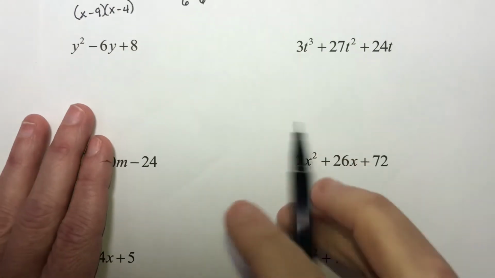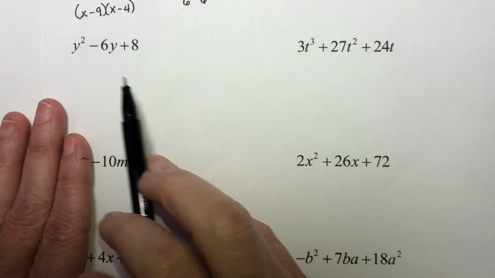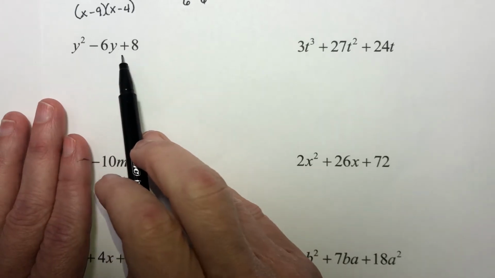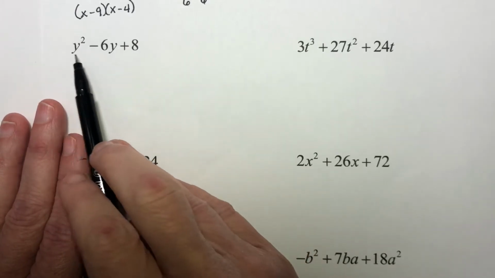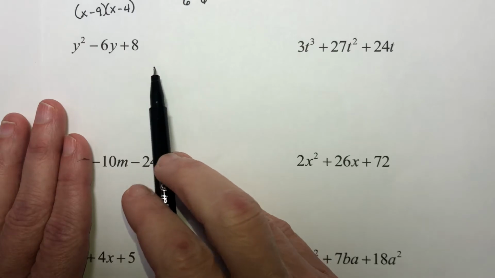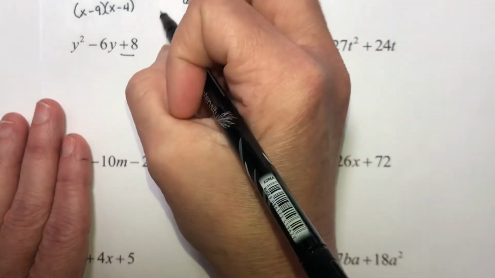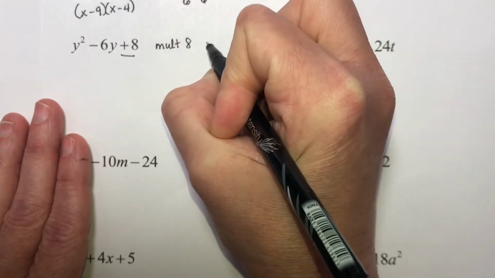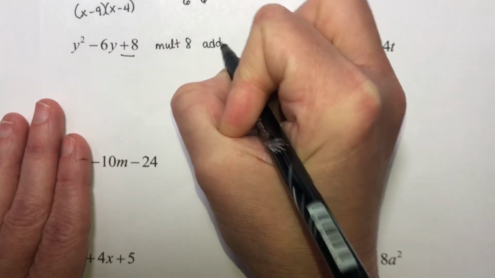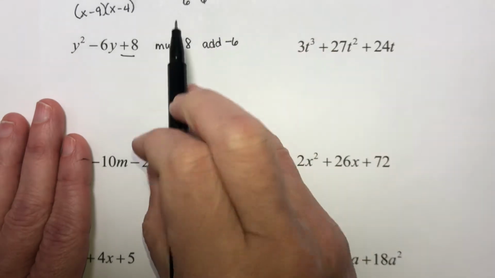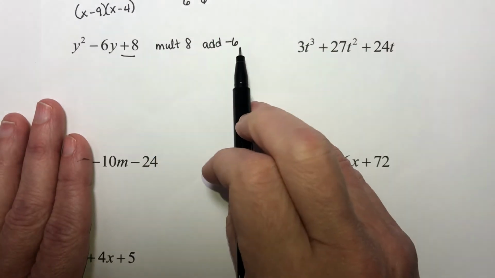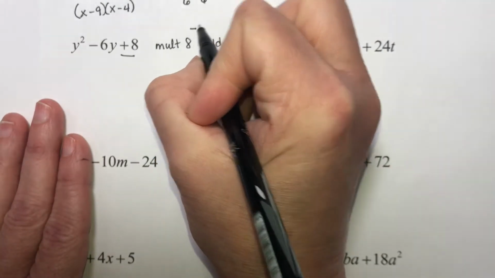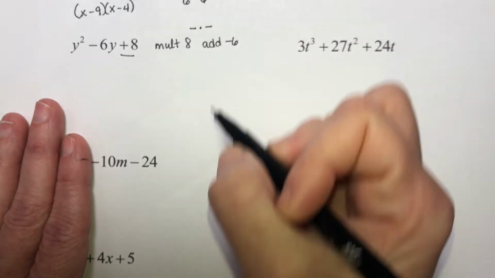Okay, so let's try this one. y squared minus 6y plus 8. We do not have a greatest common factor. So I'm looking for 2 numbers that multiply to a positive 8. And I need them to add to a negative 6. Multiplying to a positive, adding to a negative, means I'm going to have 2 negative numbers.